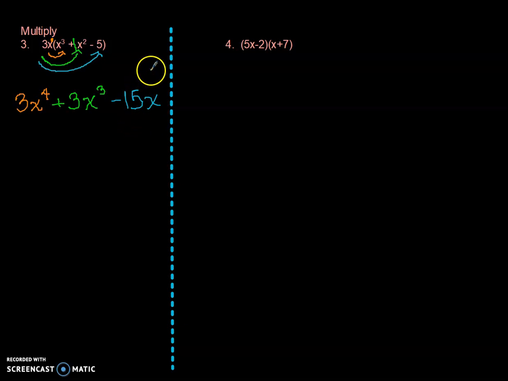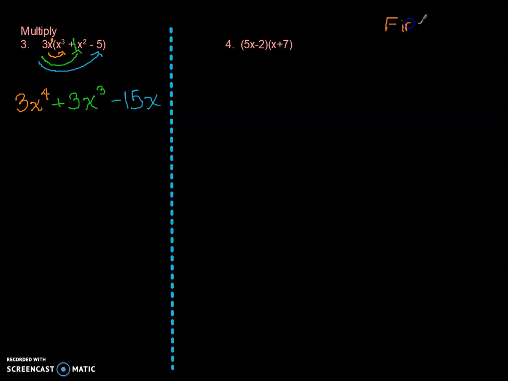And then for number 4, this should look familiar. We did this with complex numbers. We have two binomials being multiplied to each other. So binomials means there's two terms in each parentheses. Terms are separated by plus and minus signs. So in order to multiply two binomials together, we use the FOIL method. You can also distribute, but I'm going to use FOIL.